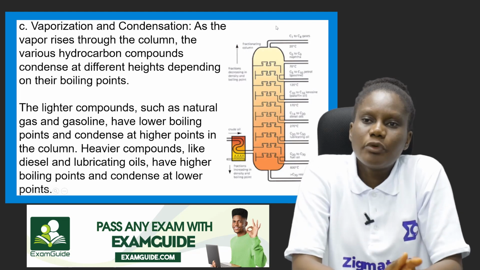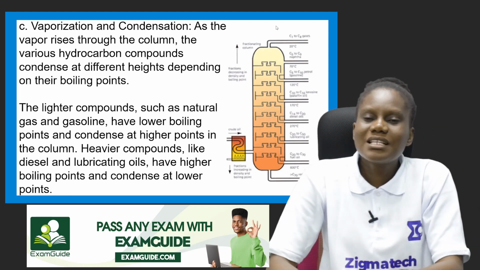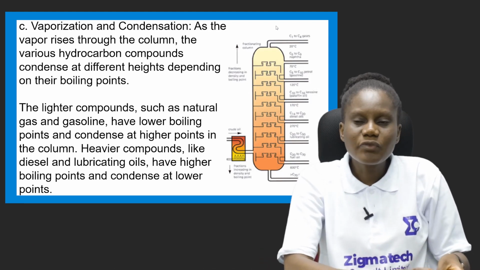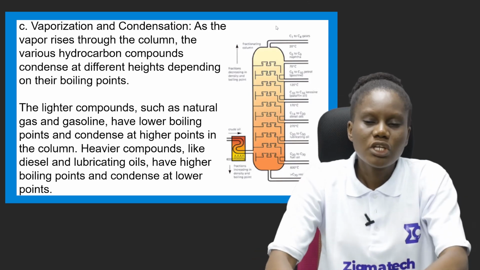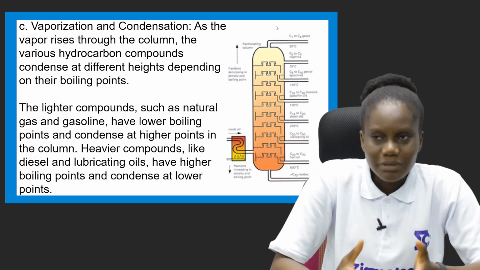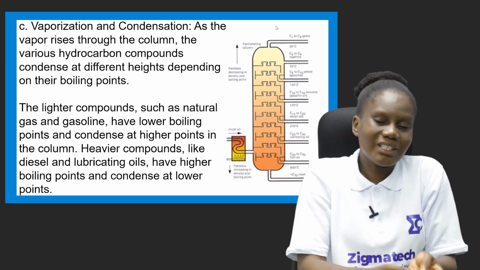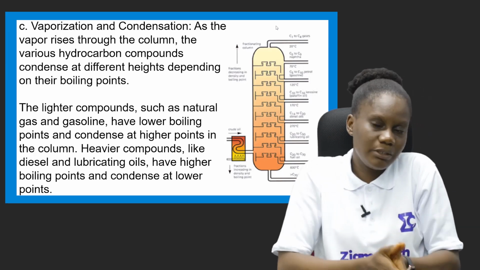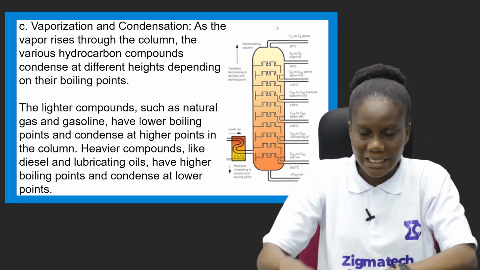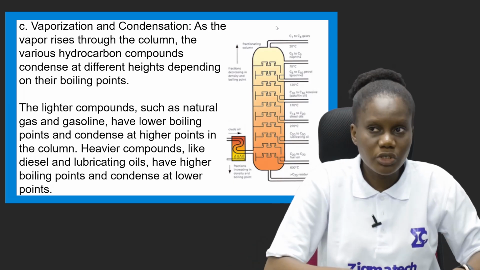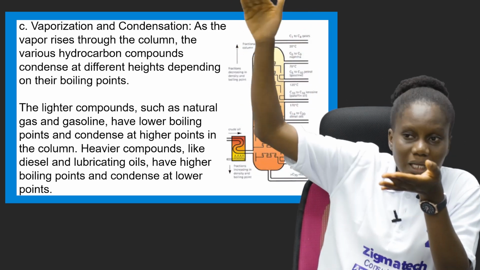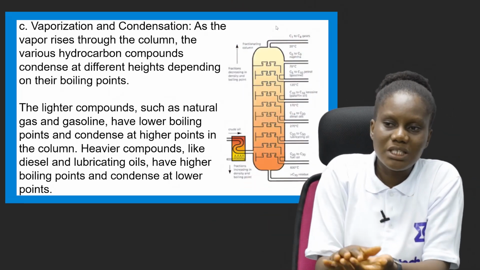Then what happens next is vaporizing and condensation. As the vapor rises through the column, the various hydrocarbon compounds condense at different heights depending on their boiling points. Do not forget that I said earlier that the separation takes place because we are taking advantage of their different boiling points to separate them. So our various hydrocarbon compounds condense at different heights based on their boiling points, and the top of the fractionating column is cooler, while the bottom of the fractionating column is very hot.